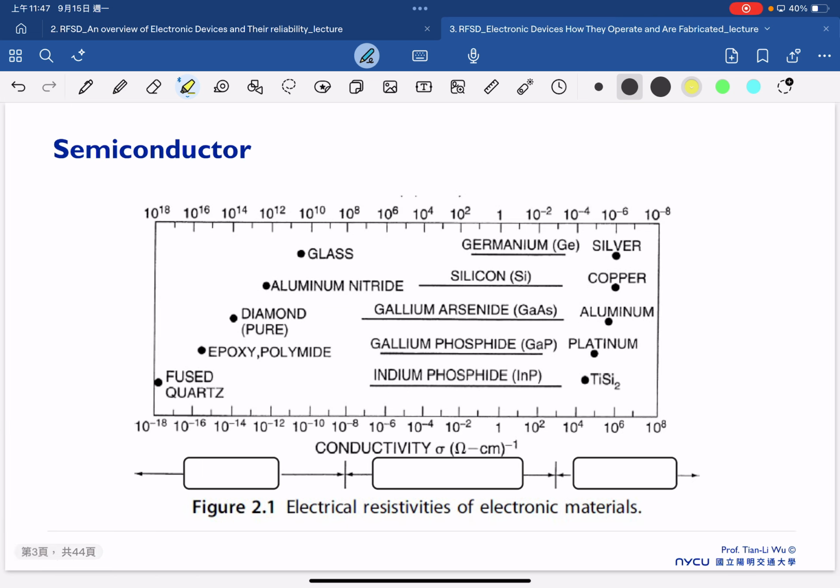So first one, what is a semiconductor? The semiconductor is a material that has interesting conductivity between the insulator and the conductor. First we have to be aware that in the materials world, there's already the material that we call the insulator, which has a very low conductivity. On the other hand, we have the material that has a very high conductivity that we typically call a conductor.